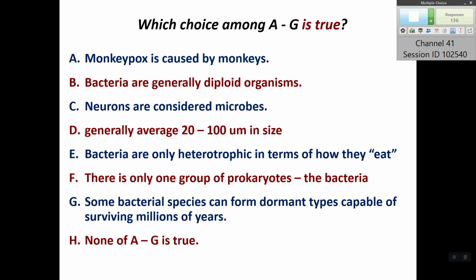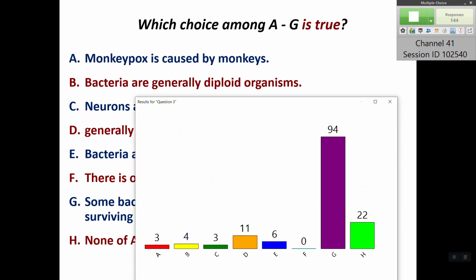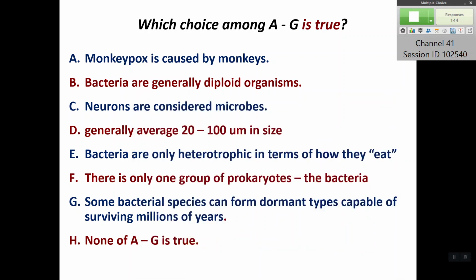All right. Is monkeypox caused by monkeys? No. Okay. Let's see what we got. The consensus is G. What is that structure called? Endospore. Endospores. So G is correct. Everything else is wrong except G. Anyway, we'll talk about that next time, folks.